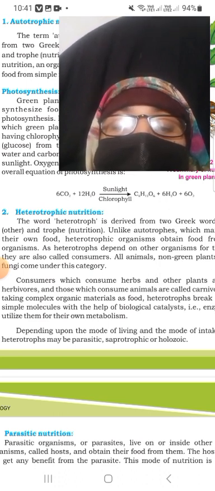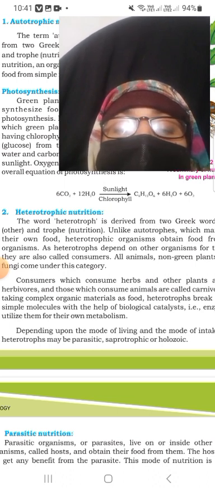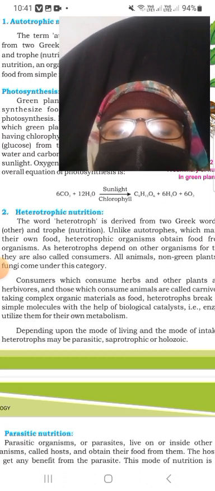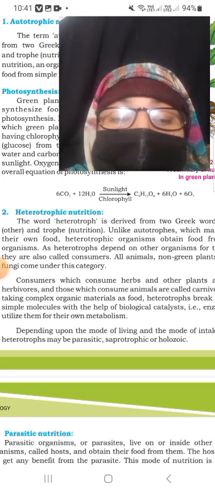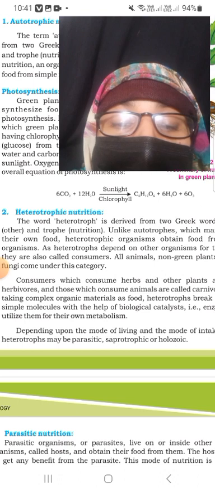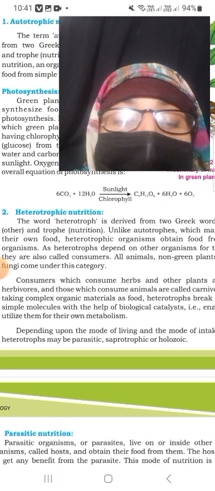Unlike autotrophic nutrition, where organisms make their own food, heterotrophic organisms obtain food from other organisms. Heterotrophs depend on other organisms and are also called consumers. Animals, non-green plants and fungi come under these categories. Consumers consume herbs and other plants, and other animals. They take in complex organic material as food and break it down into simple molecules with the help of biological catalysts, i.e. enzymes.